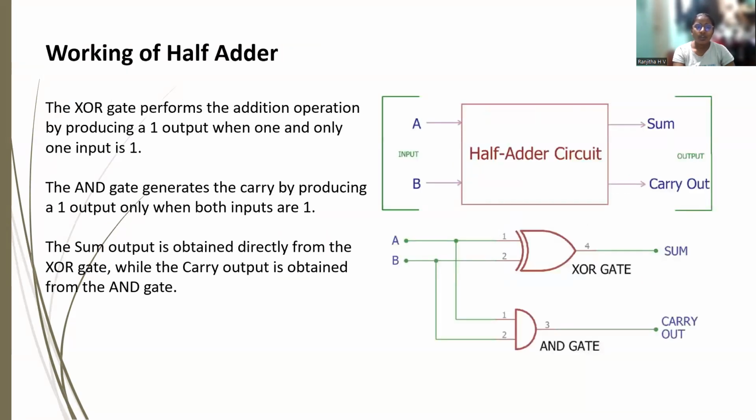Next, the working of half adder. The XOR gate performs the addition operation by producing a 1 output when one and only one input is 1. And the AND gate generates the carry by producing a 1 output only when both inputs are 1. The sum output is obtained directly from the XOR gate while the carry output is obtained from the AND gate.